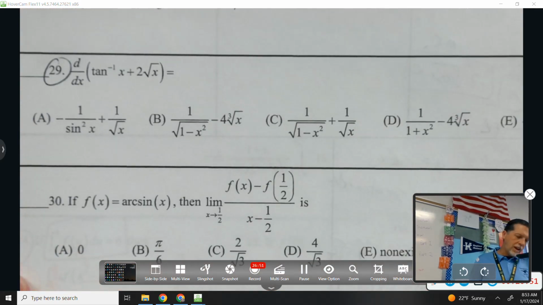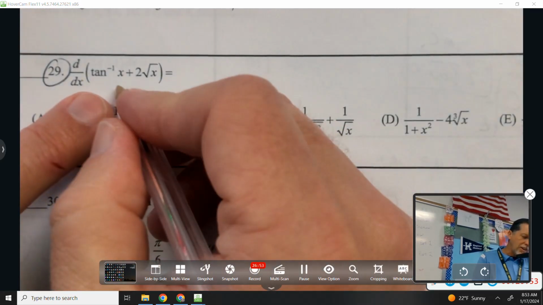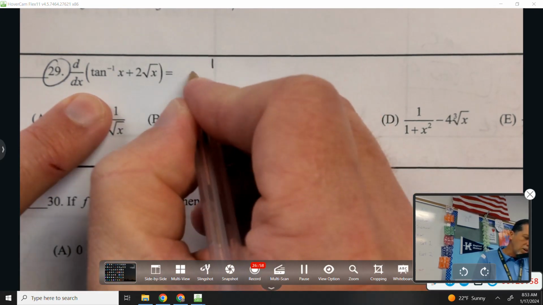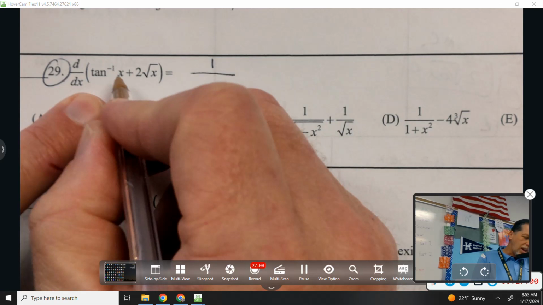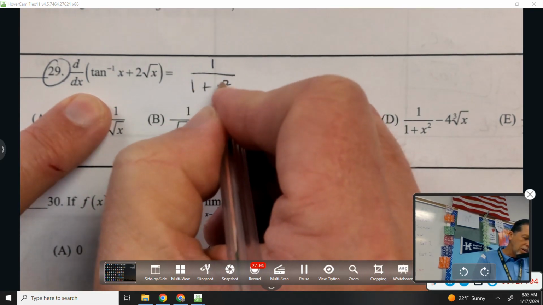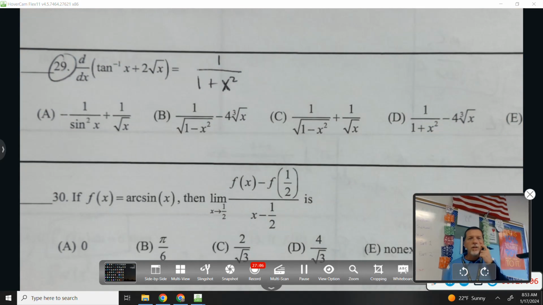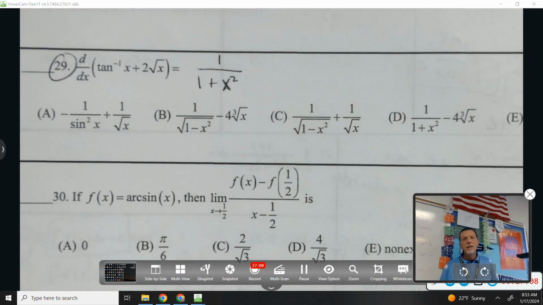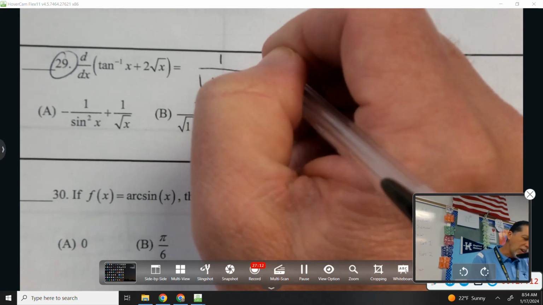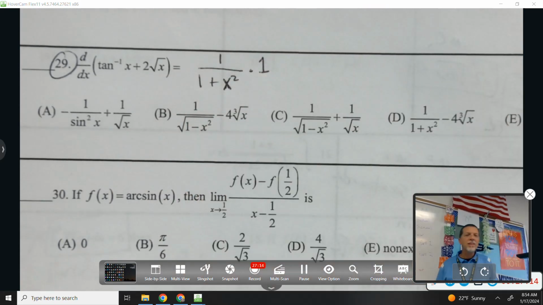Derivative of arctan. We haven't seen that one yet. We've had arcsine several times. Arctan, that's the one that's 1 over x squared plus 1, or 1 plus x squared. Order doesn't matter because we're adding. For those of you that like to emphasize you're thinking about the chain rule, you could put times 1 out there.